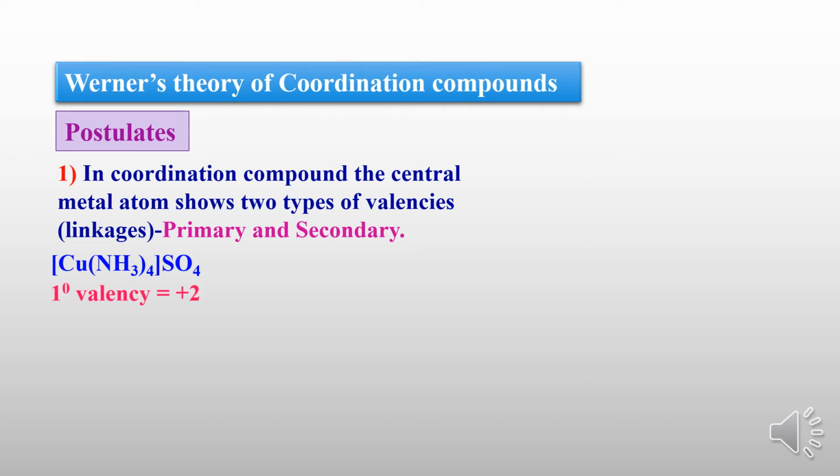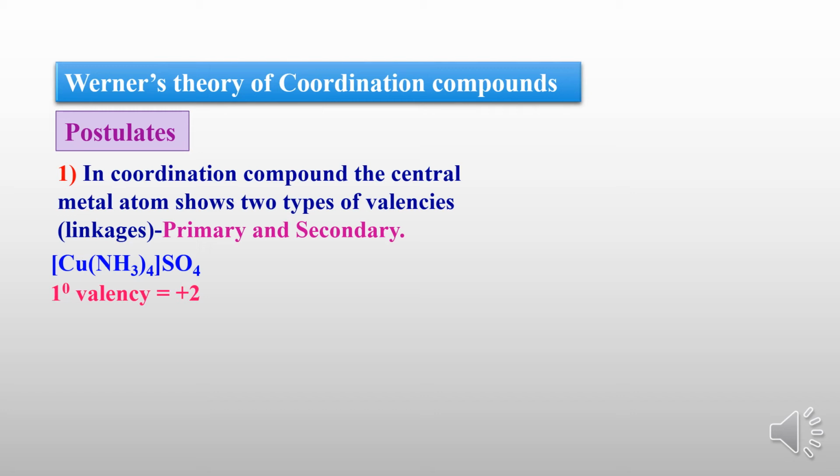Cuproammonium sulfate here. The primary valency is +2. Ammonia is a neutral ligand, 0 into 4 is 0. Then sulfate has -2 charge. So X plus 0 into 4 plus -2 is equal to 0. Then X minus 2 is equal to 0, then X is equal to 2. So the copper oxidation state we are getting here is +2. That is nothing but the primary valency.